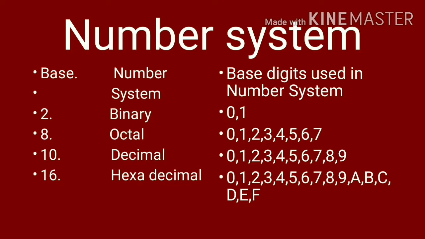Number system. Binary numbers are 0 and 1. Octal numbers are 0, 1, 2, 3, 4, 5, 6 and 7. Decimal numbers are 0, 1, 2, 3, 4, 5, 6, 7, 8 and 9. Hexadecimal numbers are 0, 1, 2, 3, 4, 5, 6, 7, 8, 9. Then A represents 10, B represents 11, C represents 12, D represents 13, E represents 14, F represents 15 respectively.